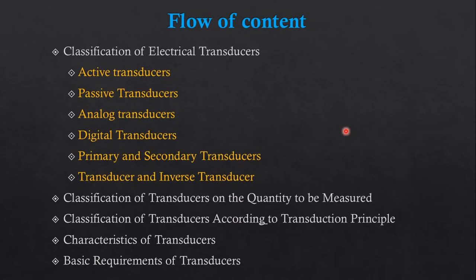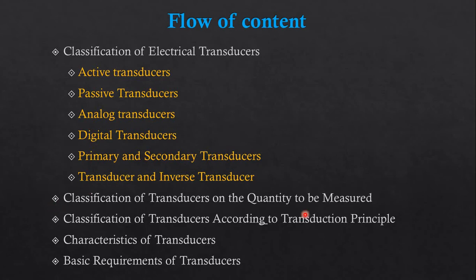In the flow of content, we are going to see the classification of electrical transducers, that are active transducer and passive transducer. Then after, we are going to see the comparison between active and passive transducer. After that, we are going to study analog transducer and digital transducer. Then, comparison between analog and digital transducer. After that, primary and secondary transducer, and the comparison of primary and secondary transducer. After that, transducer and inverse transducer.